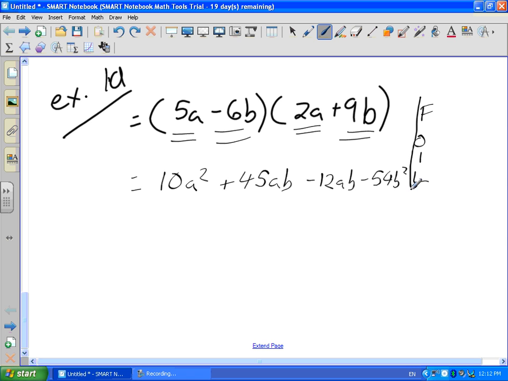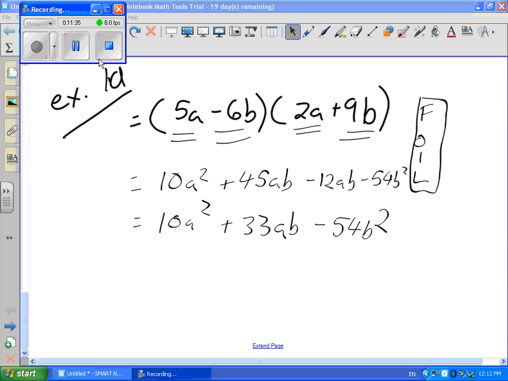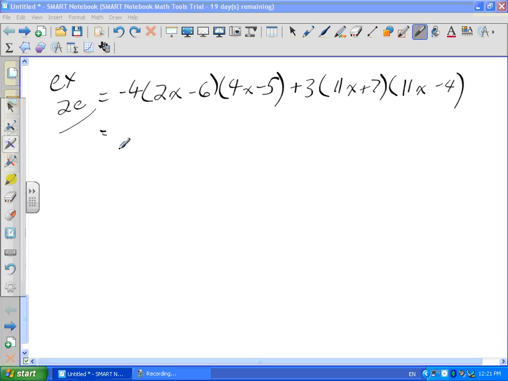Look at this, FOIL to the outside. Then I simplify. Only my two middle terms are going to simplify. So positive 45AB minus 12AB, we just deal with the coefficients. So it's like having 45 minus 12, which gives us 33AB minus 54B squared. That's it. Done. Go.